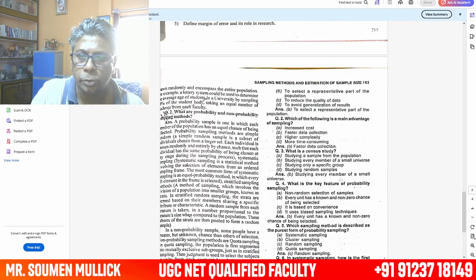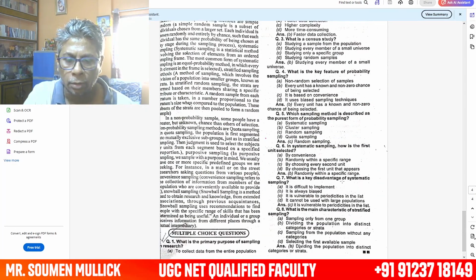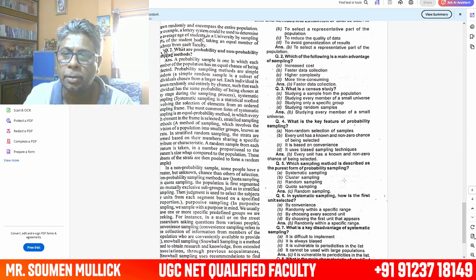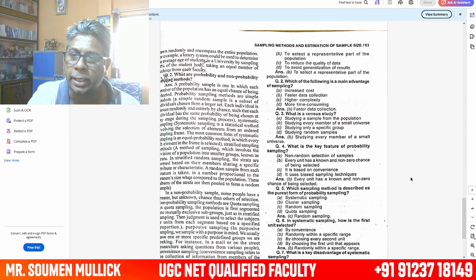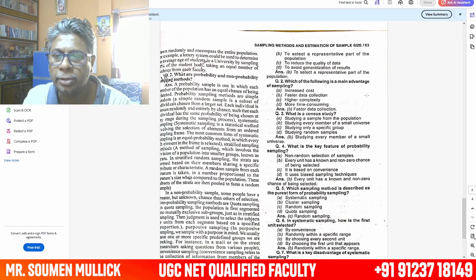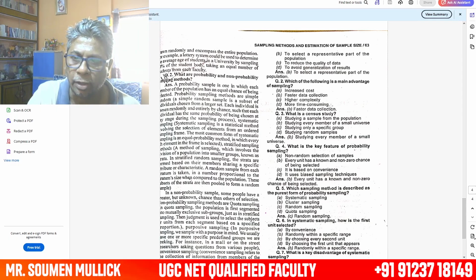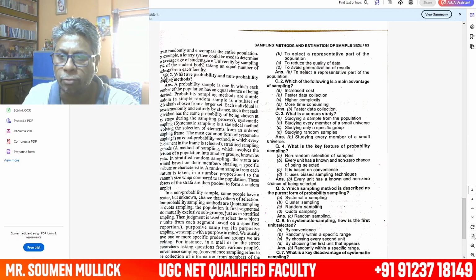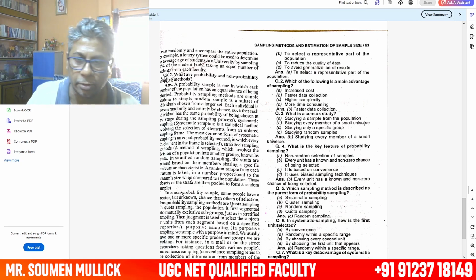Next important question, what is the primary purpose of sampling in research? The primary purpose of sampling in research is to select a representative part of the population. Which of the following is the main advantage of sampling? Faster data collection is the advantage of sampling. What is a census study? A census study is studying every member of the universe.